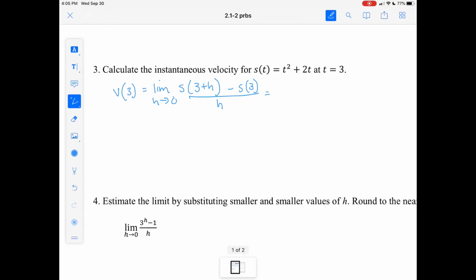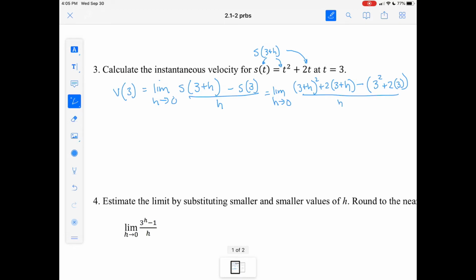Let's see what this looks like, folks. So this is our limit as h approaches 0 of (3 plus h) squared plus 2 times (3 plus h), and I hope everyone can see, everywhere there's a t in this function, I replaced it with 3 plus h, minus, and now s of 3. So I'm going to put that in parentheses: 3 squared plus 2 times 3, all over h.